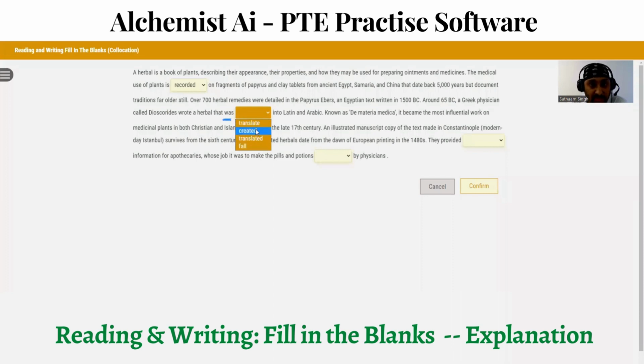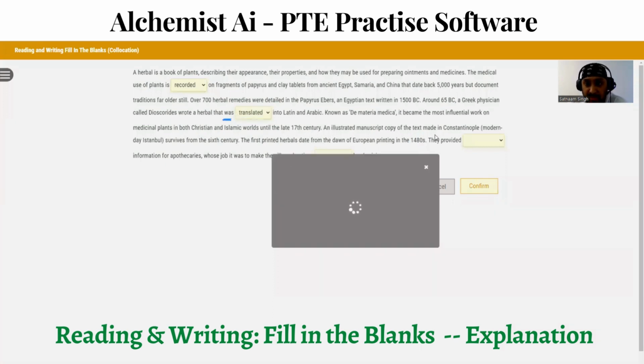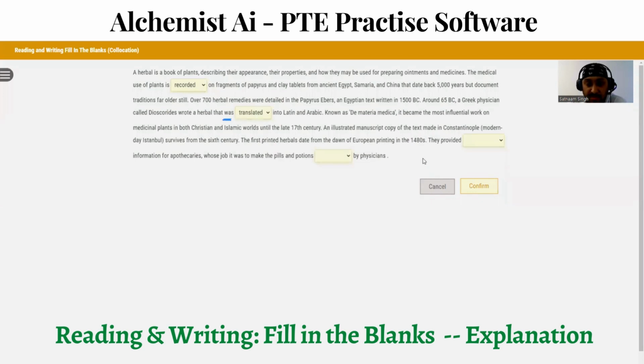We cannot say created. You cannot say created into. That's not the right collocation. And the past verb is translated. Known as the Materia Medica, it became the most influential work on medicinal plants both in Christian and Islamic worlds until the late 17th century. An illustrated manuscript copy of the text, made in Constantinople, survives from the 6th century. The first printed herbals date from the dawn of European printing in the 1480s.